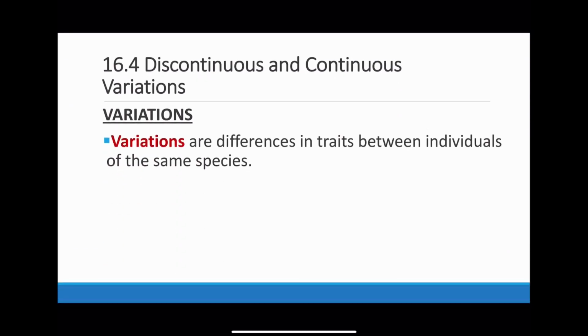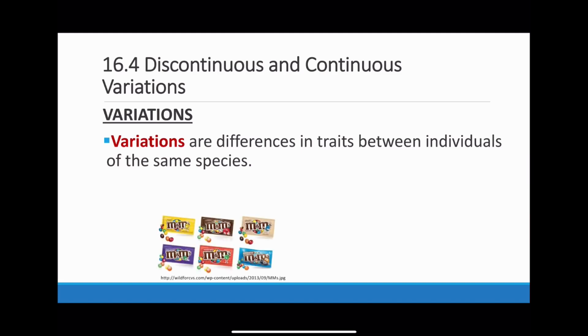Before we get started, it's good to take note that variation, by definition, refers to differences in terms of the traits between individuals of the same species. For instance, if you look at this diagram over here, I'm showing you these 6 different packets of M&M. Although they are the same type of food, which is chocolates, you can realize that they have very different appearances, and some of them also have different kinds of ingredients found within them. That's what we call variations.